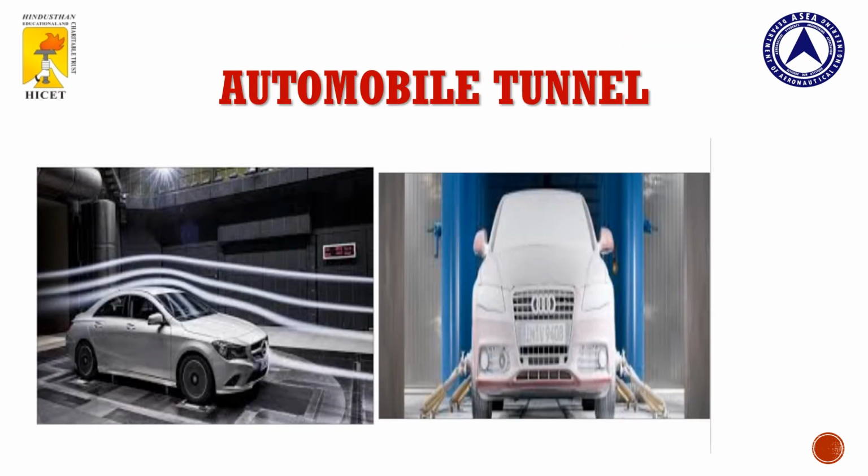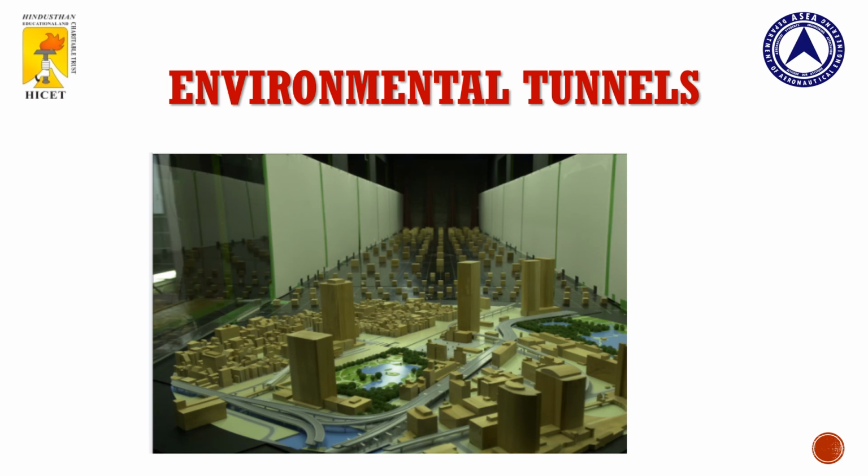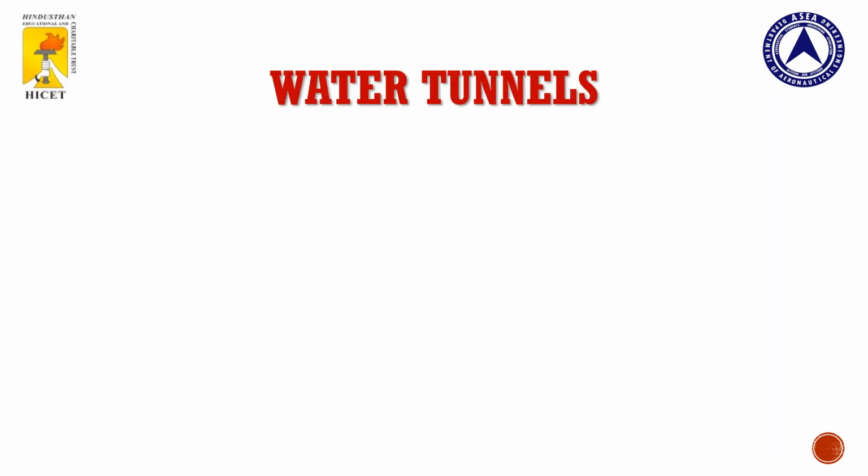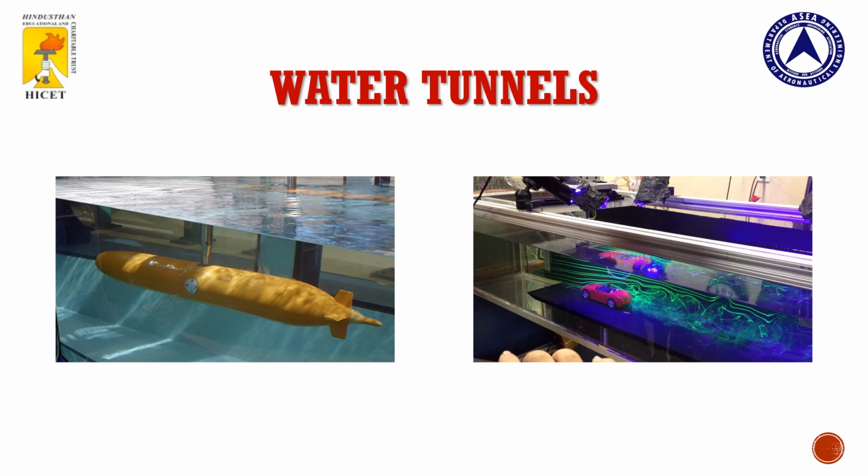Then the automobile tunnel. Whenever you want to investigate a car, you can use these automobile tunnels. In automobile industries, they are using these automobile tunnels. It is very useful for investigating the flow over the car. Then environment tunnels. If you are having any construction, or any big buildings, you can use this environment tunnel for investigating the flow or any properties acting on the buildings you are constructing. Then water tunnels. These water tunnels are specially designed for investigating submarines and other vehicles which can be used in water.